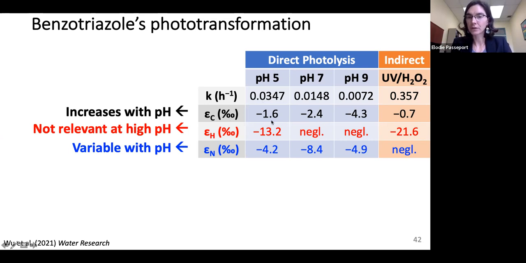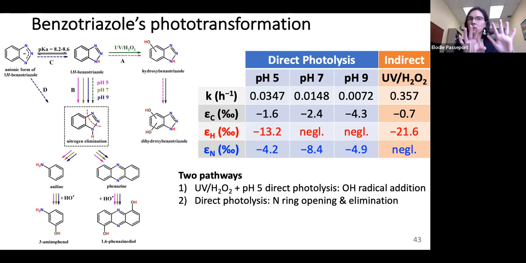benzotriazole aqueous phototransformation during direct photolysis led to some carbon isotope fractionation that increased with increasing pH. We only found relevant hydrogen isotope fractionation at pH 5, and it was very significant when benzotriazole reacted with hydroxyl radical. And then we found variable nitrogen isotope fractionation with the direct photolysis experiment, and none in the reaction with hydroxyl radicals.